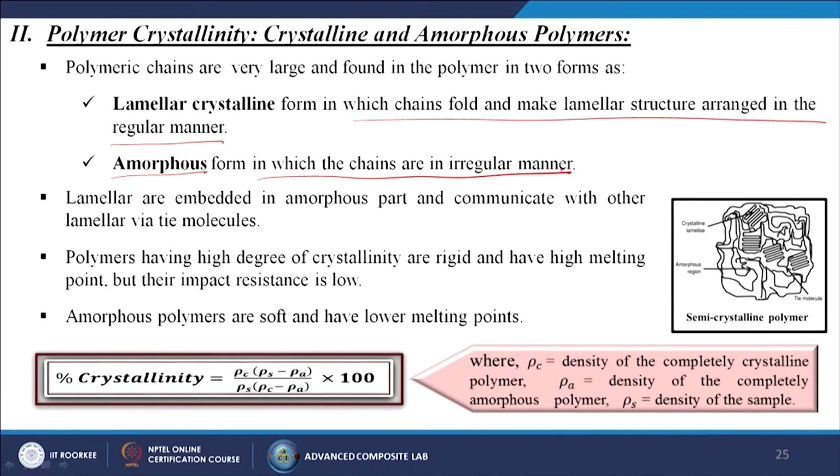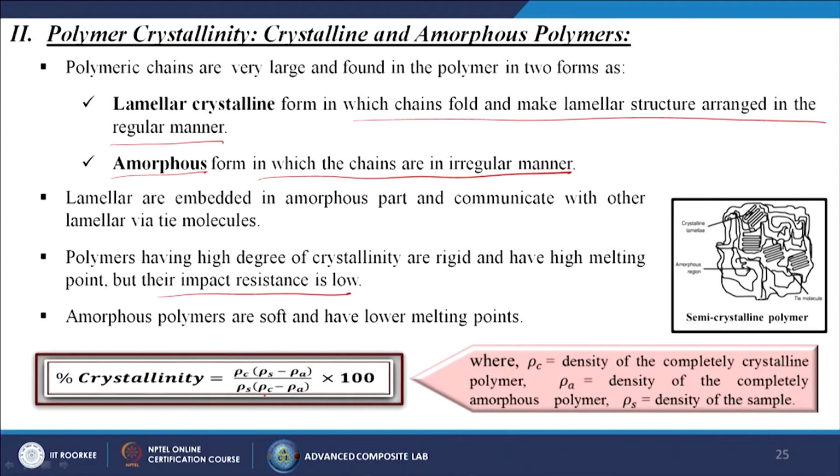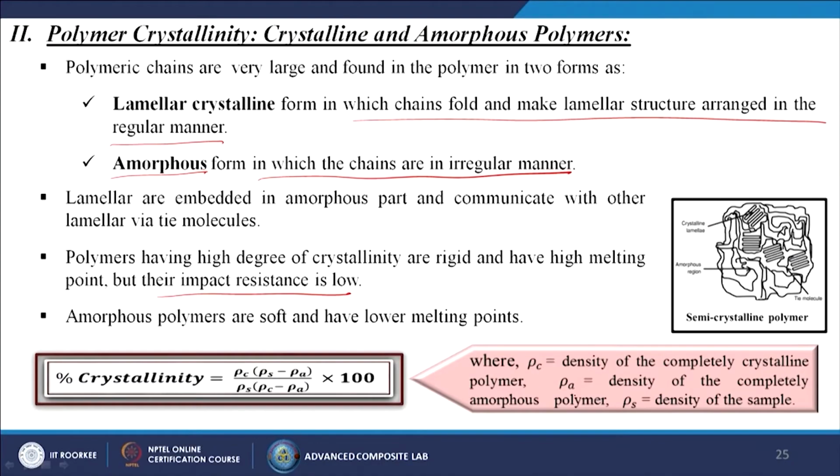Polymers having a high degree of crystallinity are rigid and have a high melting point, but their impact resistance is too low. Amorphous polymers are soft and have lower melting points. Generally, to calculate the percentage crystallinity, the formula is percent crystallinity equal to rho c into (rho s minus rho a) by rho s into (rho c minus rho a), into 100, where rho c is the density of the completely crystalline polymer, rho a is the density of the completely amorphous polymer, and rho s is the density of the sample.